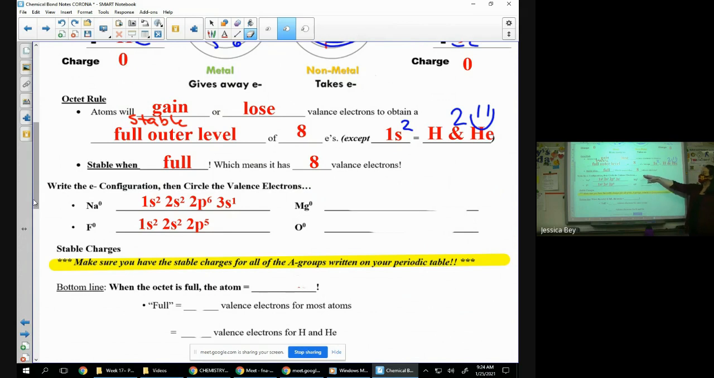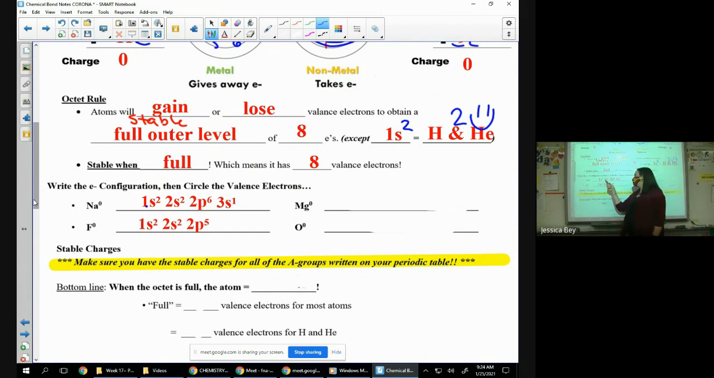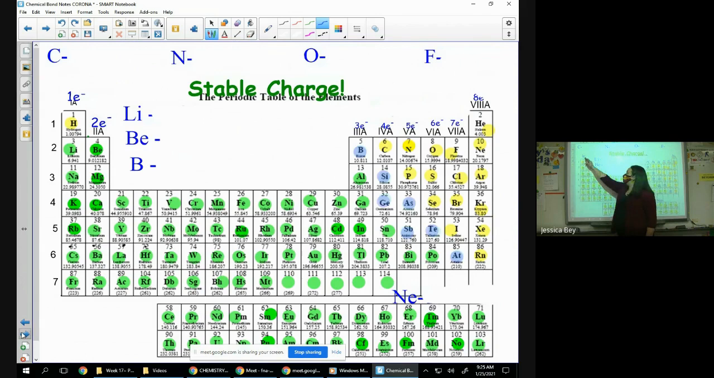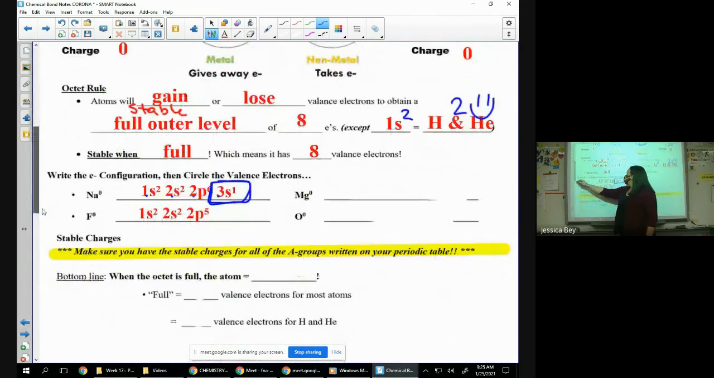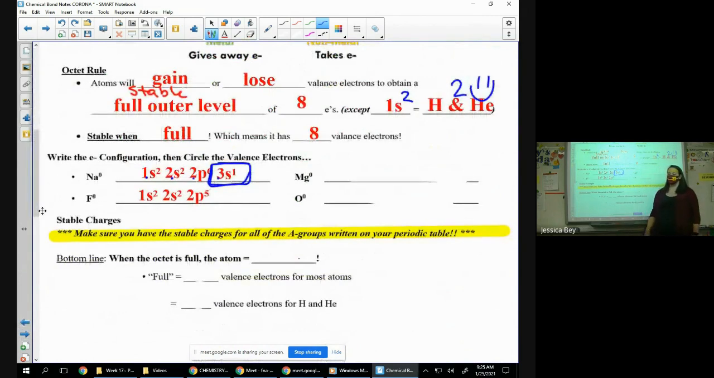Now it says, please circle the valence electrons. What we're going to circle is the electrons in the highest energy level. So what number is bigger? 1, 2, 2, or 3? What's the biggest number you got there? 3, right? So we're going to circle this. This is the valence electron of sodium. If you don't trust yourself, take a look at your periodic table. Does sodium have 1 valence electron? Did you circle 1 valence electron? You circled it correctly.